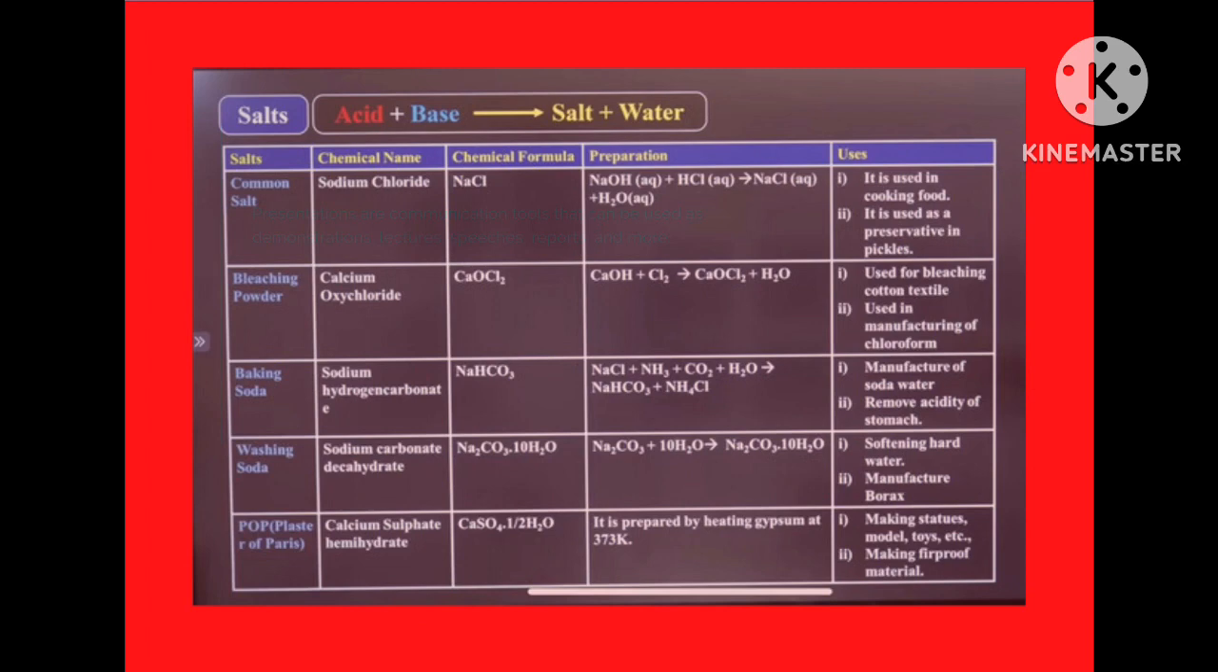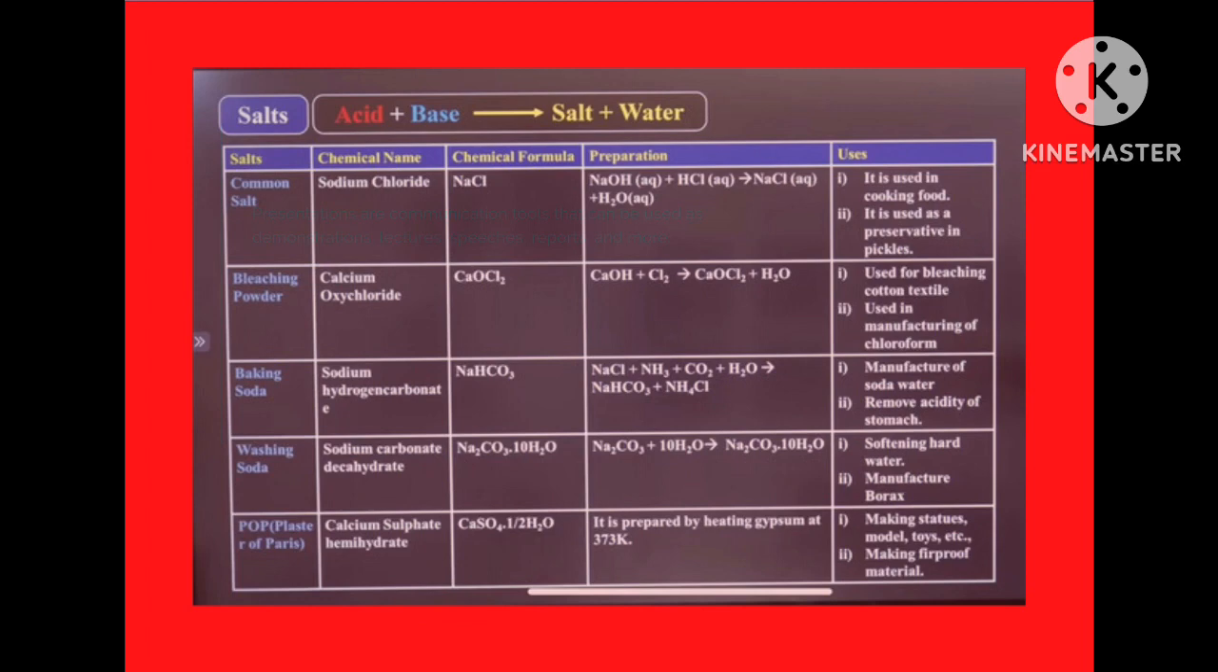As you can see here, bleaching powder is called calcium oxychloride. Its formula is CaOCl2 and the reaction for its production is written here. The main uses are that it is used for bleaching cotton textiles. It is also used in the manufacture of chloroform.